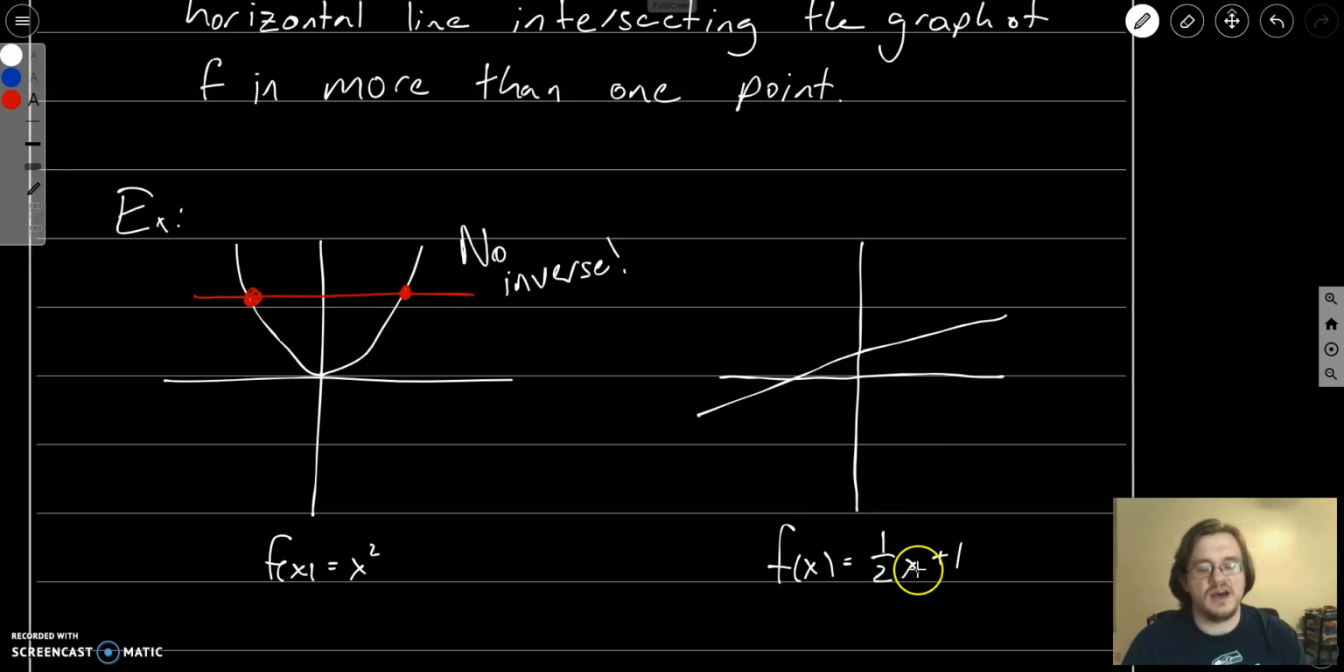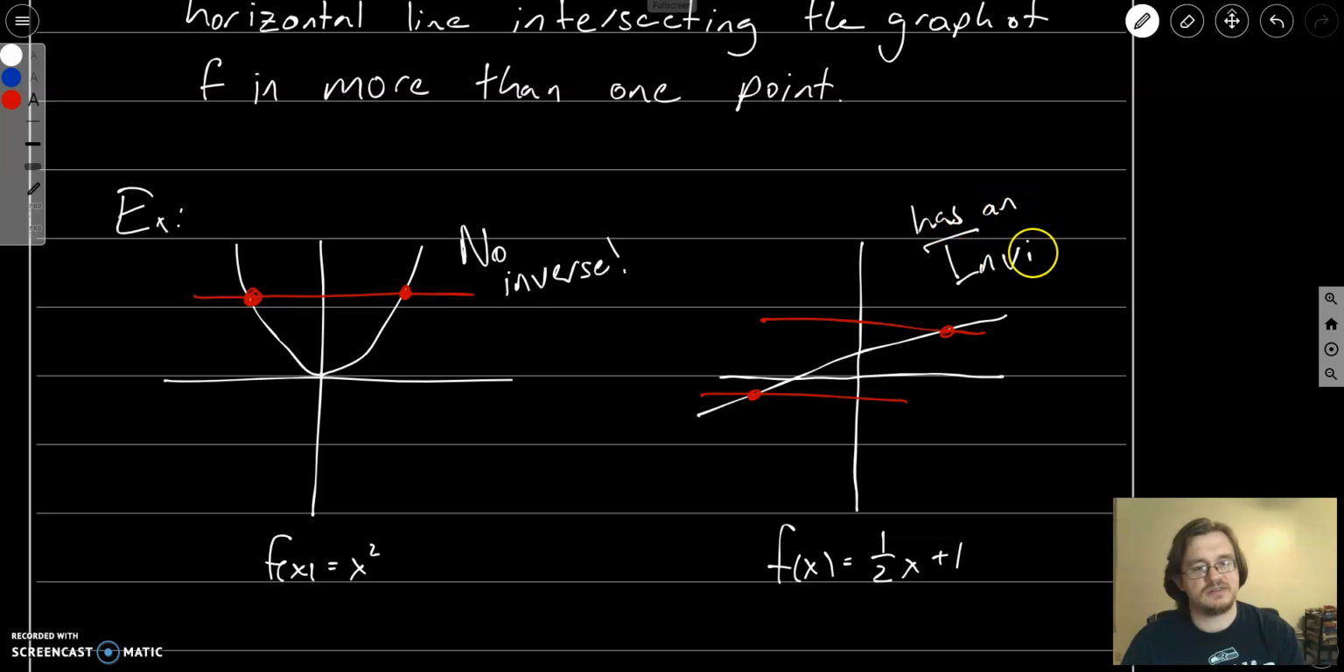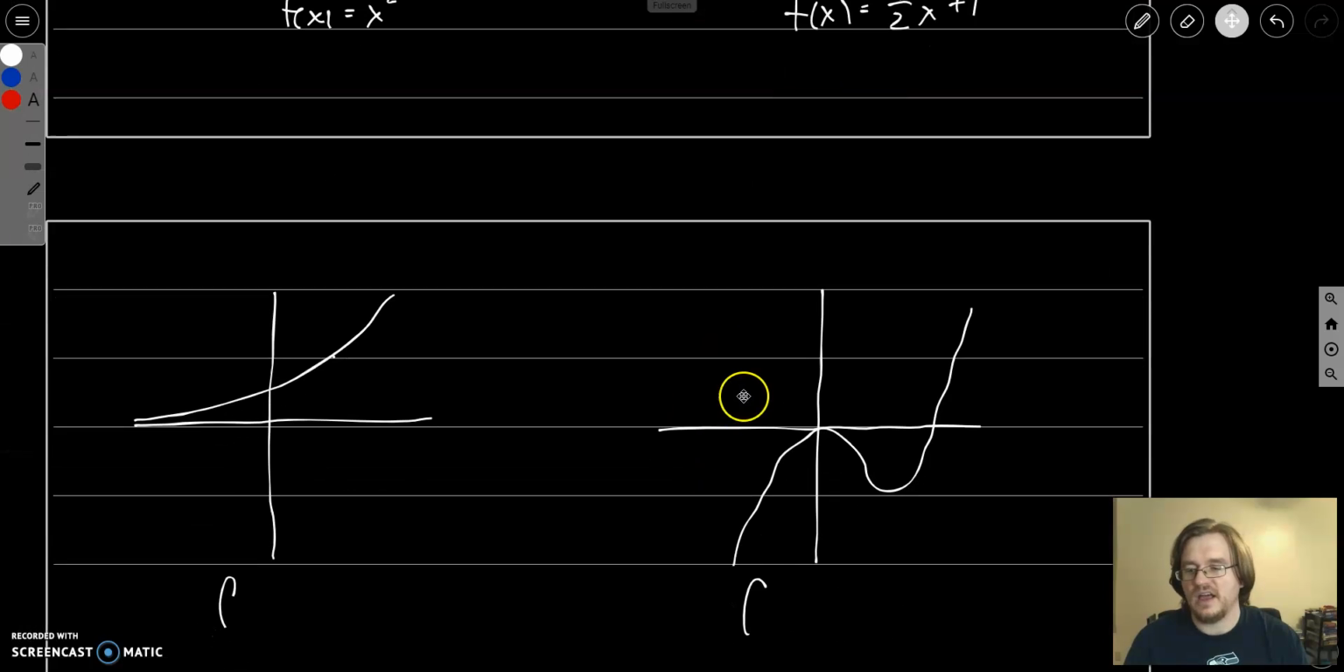Here is a graph of a straight line. If you draw horizontal lines through it, they only ever intersect in one place. That means it has an inverse. So this is just a very quick way to see if something has an inverse.